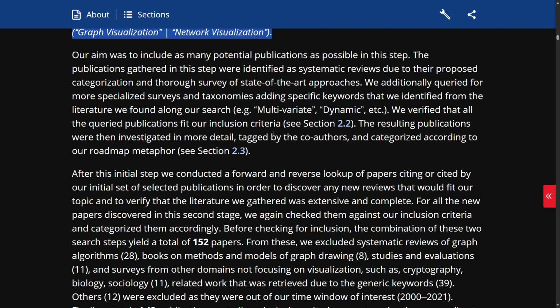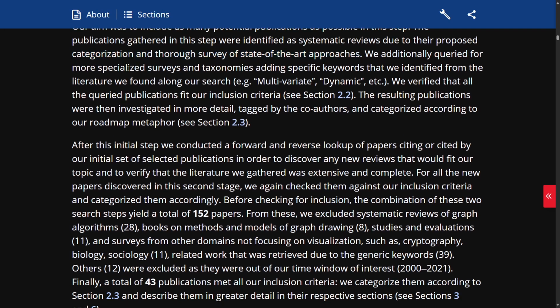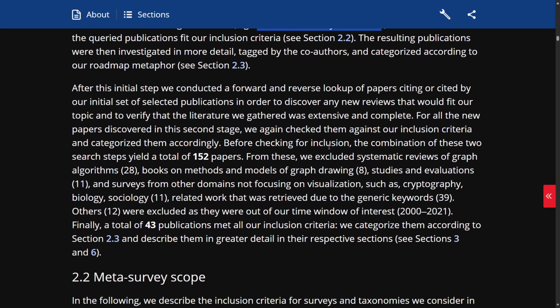The publications gathered in this step were identified as systematic reviews due to their proposed categorization and thorough survey of state-of-the-art approaches. We additionally queried for more specialized surveys and taxonomies, adding specific keywords that we identified from the literature we found along our search, for example multivariate, dynamic, etc. We verified that all the queried publications fit our inclusion criteria, see section 2.2. The resulting publications were then investigated in more detail, tagged by the co-authors, and categorized according to our roadmap metaphor, see section 2.3.